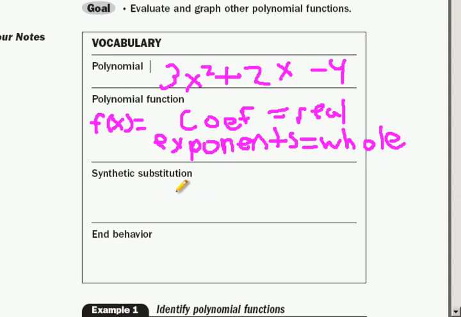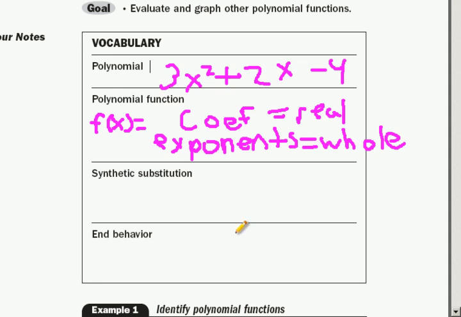Synthetic substitution is an alternate method to evaluate a polynomial function using fewer operations. And I'll show you that later. It might be something you like, it might be something you don't like, but it's really a lead-up skill to synthetic division, what we'll be doing later. You know, we've already done synthetic division at this point, I guess, and so you will have that skill.